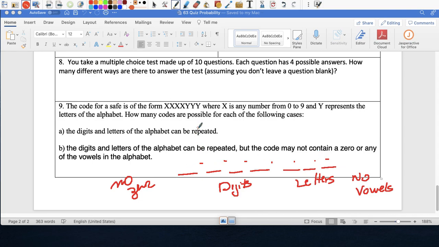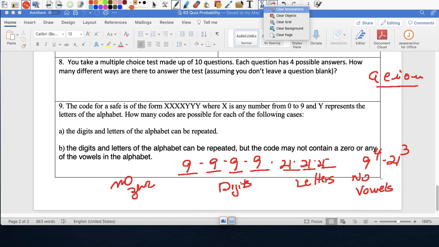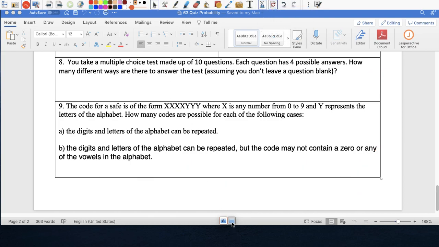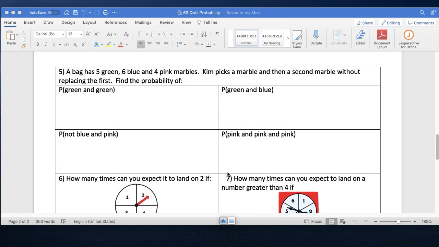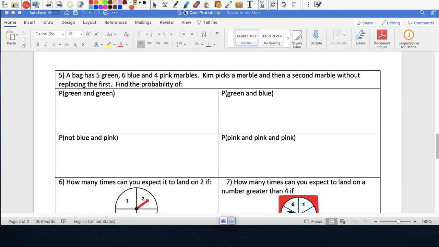So for here, instead of 10 choices, you have 9 and 9 and 9 and 9. And the letters, well, A, E, I, O, U, there's 5 vowels, so 26 minus 5, we have 21 choices. Again, in exponential form, 9 to the 4th times 21 to the 3rd. So again, the only question that would have troubled you is this one, because there are 2 different scenarios where this can happen. Okay? Yeah, that's it.